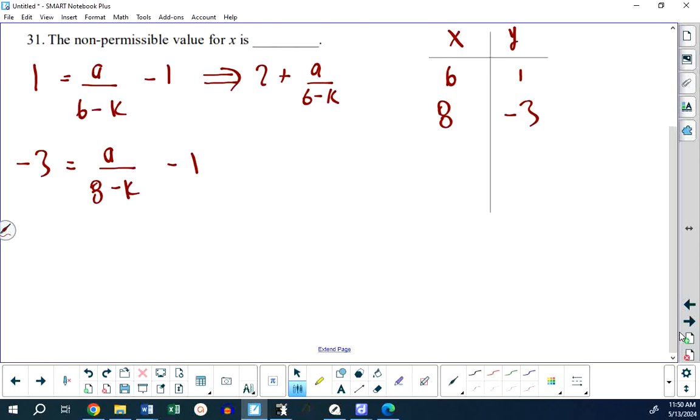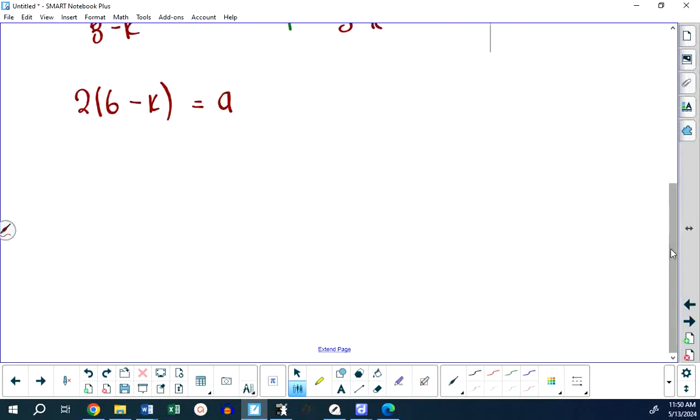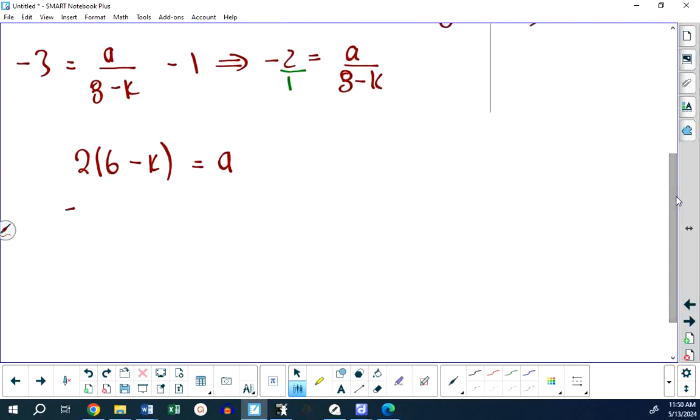If I add this 1 to the other side, I end up with negative 2 equals a over 8 minus k. Still good? Now I can, call it cross multiplication if you like. Call it multiplying by the denominator. I don't care. We end up with, for equation 1, 2 times 6 minus k is equal to a. And for, just trying to decide how to organize this. I guess it doesn't matter. For the second equation, I get negative 2 times 8 minus k equals a. And now I have to solve that system.